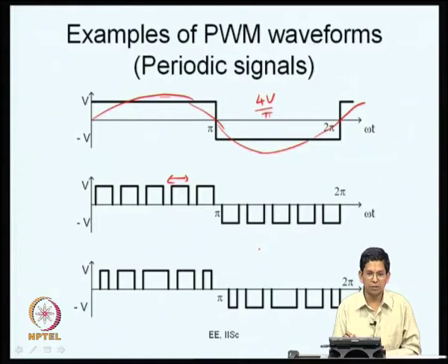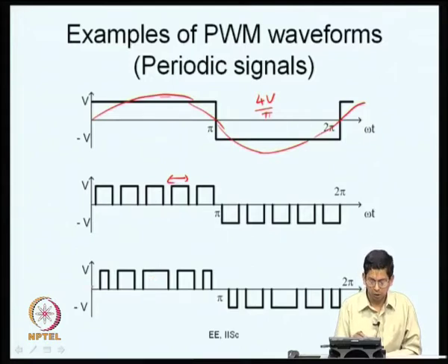It is an example of a periodic signal, and an example of a PWM waveform, and this is how you control the fundamental voltage here. And this is another example where you can intuitively see that the fundamental voltage is controlled, and also the harmonics are probably better controlled, because your fundamental component is going to be something like this.